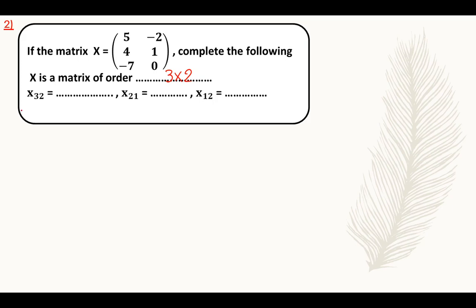Now we want to find X32. What is X32? X32 is the element in the third row, second column, so it will be 0. X21, the element in the second row, first column, so it will be 4. X12, the element in the first row, second column, so it will be -2. Okay, let's go to another example.